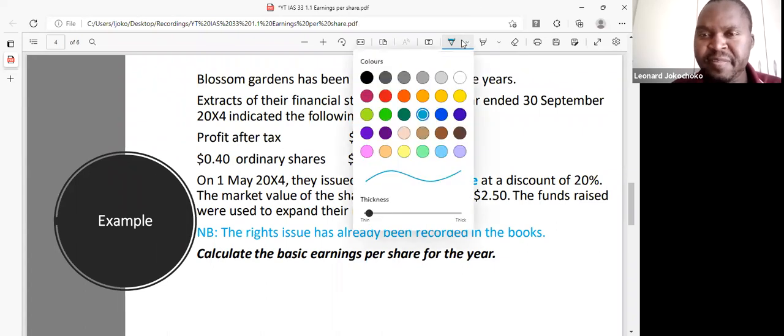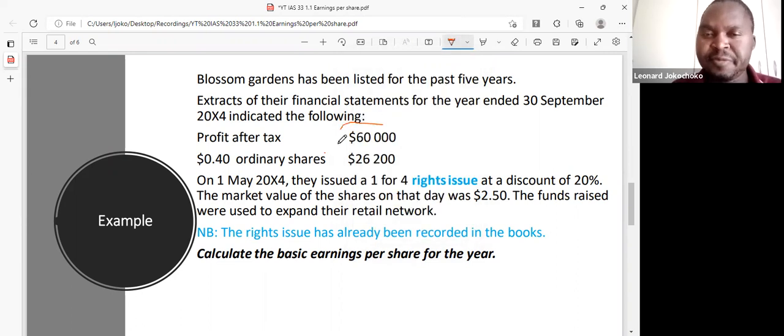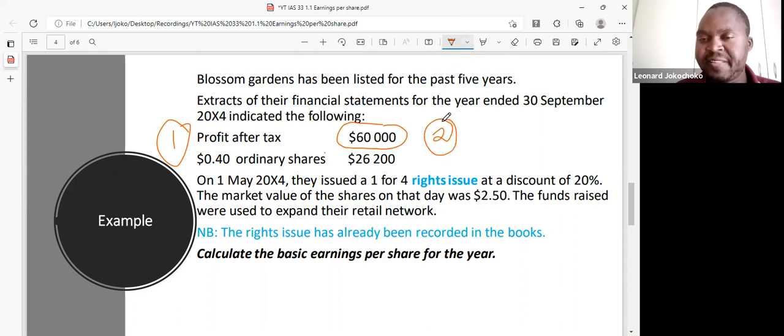Now, to calculate our earnings per share, we know that we need to know our earnings. We also know that we need to know our shares. Now, our earnings here are quite straightforward. We are given our profit after tax. So the first step of getting earnings is not a problem for us. The next stage which we need is to calculate the theoretical ex-rights price. To calculate the theoretical ex-rights price, you need to understand how many shares they had at the beginning and how many shares they had at the end.